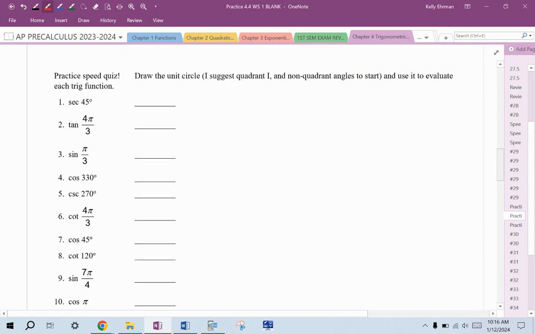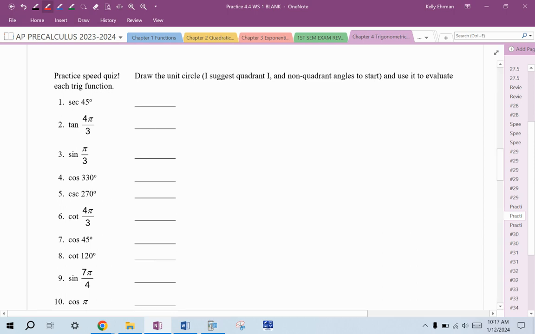All right, next problem. So this is what a speed quiz looks like. I'm going to show you how much of the unit circle I draw because you're not going to be given a ready-made unit circle to use on your speed quizzes. So again, it's okay if you're not fast at this right now. This is only the second time you've attempted this.